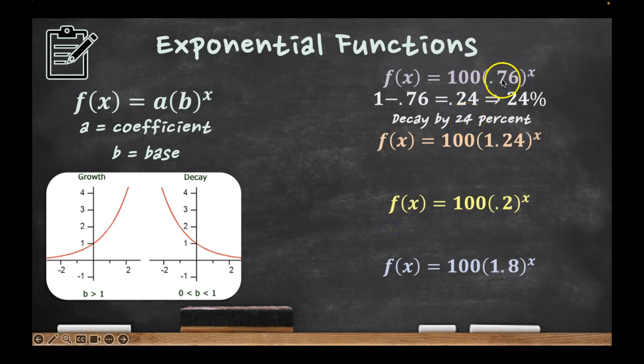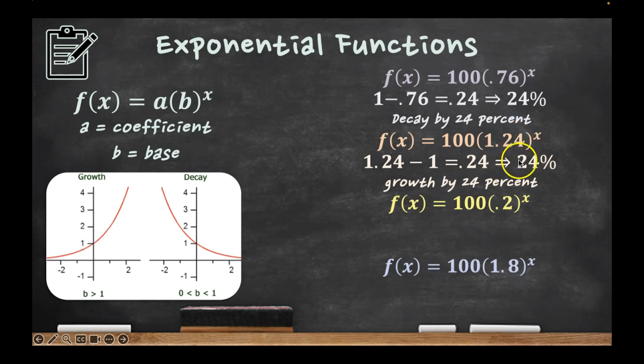So for decaying, we take 1 minus the base, but for growth, we're going to take the base minus 1. So take 1.24 minus 1, and you get 0.24. Move the decimal to the right twice, and you should get 24%. So not only do we know it's growth now, we know it's growth by 24%.